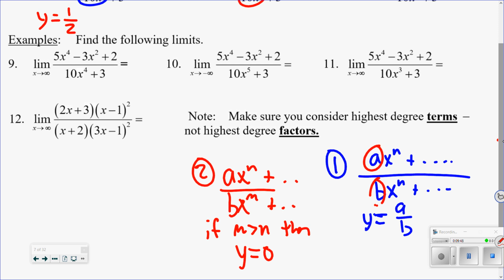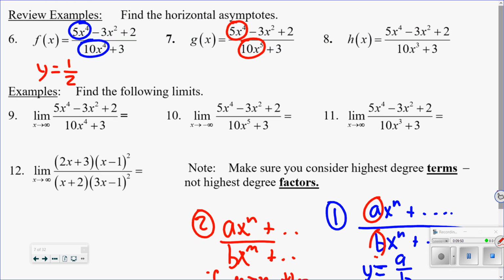What essentially happens here, if you think about it, is the bottom one's going to get bigger faster than the top one. So if the bottom gets bigger faster than the top, your number gets closer and closer to 0 because you're dividing a smaller number by a bigger number. So this one would just be y equals 0. That's case number 2, excuse me.